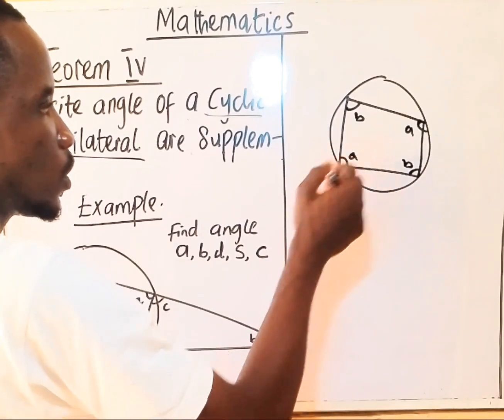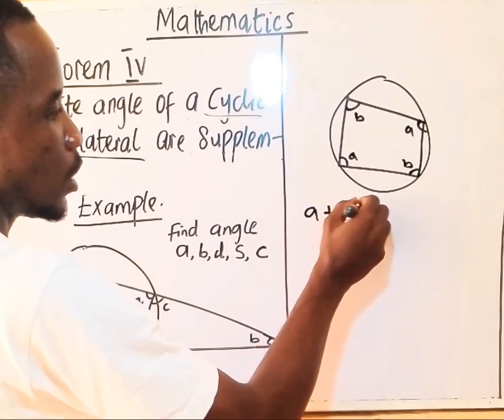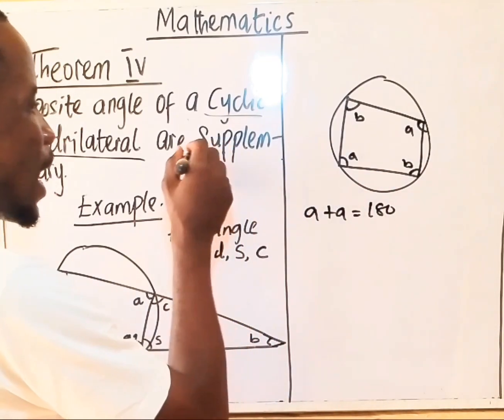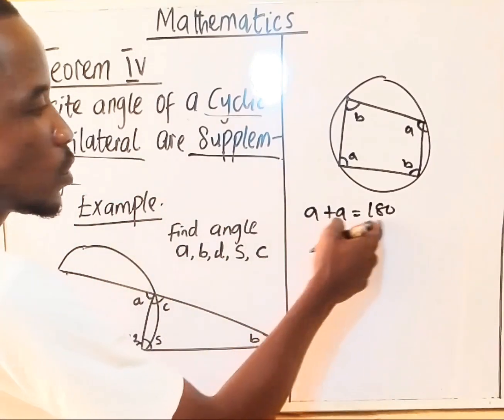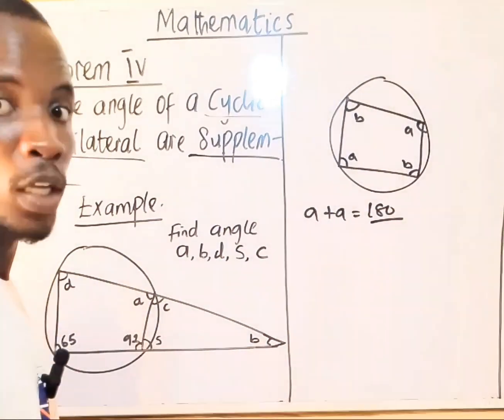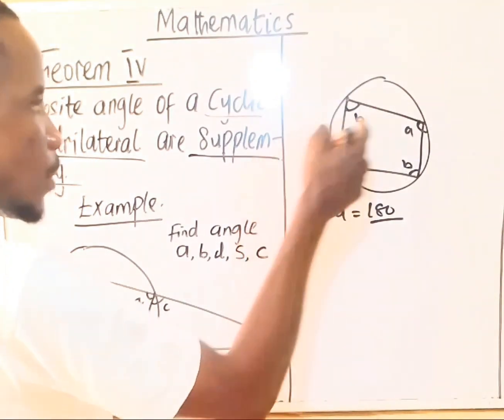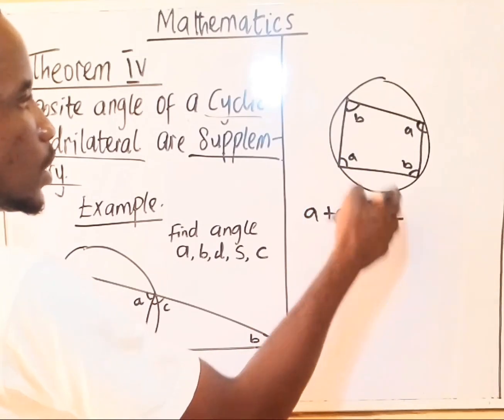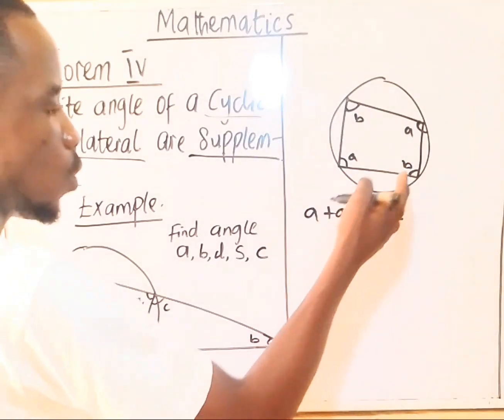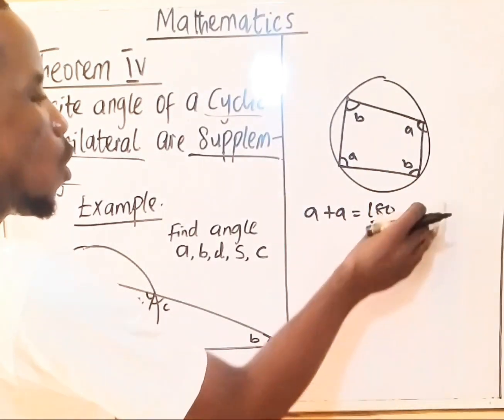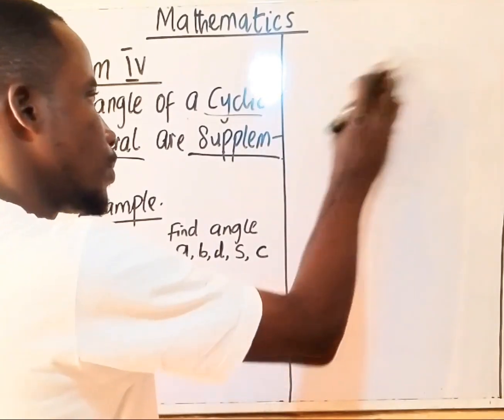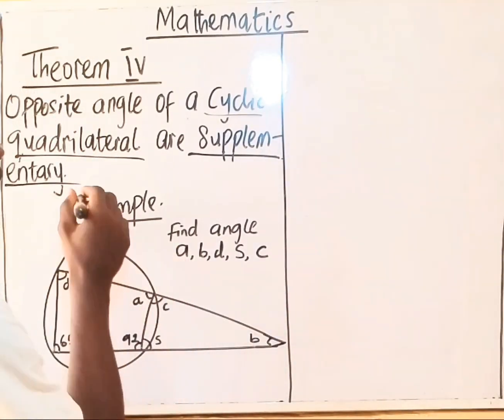Opposite angles of a cyclic quadrilateral are supplementary. That means A plus A equals 180. They are supplementary. Supplementary angles are equal to 180 degrees. So this plus this is equal to 180. This plus this is equal to 180. This is an example of what it's trying to tell us. Okay, let's have this example.